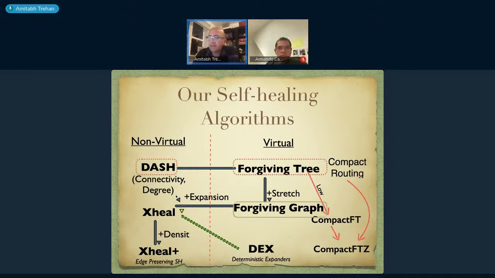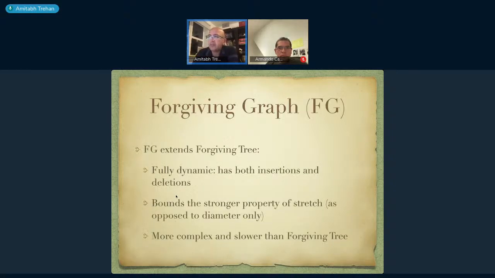That's the first thing it looks at, but it looks at something even more important possibly. It's a fully dynamic system. That is, it handles both insertions and deletions. This will address all the questions Armando was asking. So like I said, it bounds the stronger property of stretch, and it is more complex and a bit slower than the forgiving tree because of all of these things it allows us.